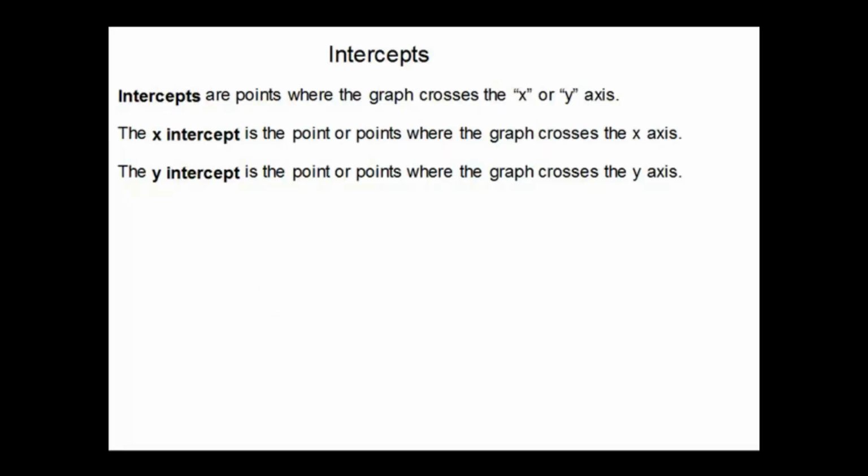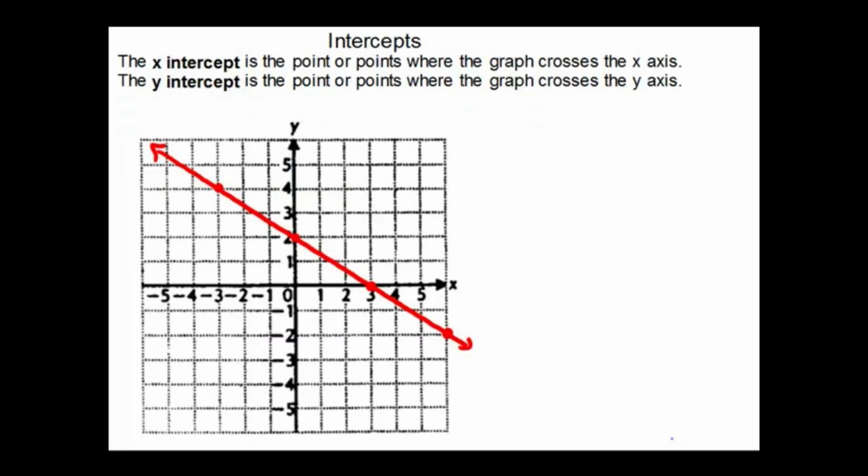Intercepts. Intercepts are special points on a graph where it crosses the x or y axis. The x-intercept is the point or points where the graph crosses the x-axis. The y-intercept is the point or points where the graph crosses the y-axis. Let's find the x and y-intercepts of the graph below.